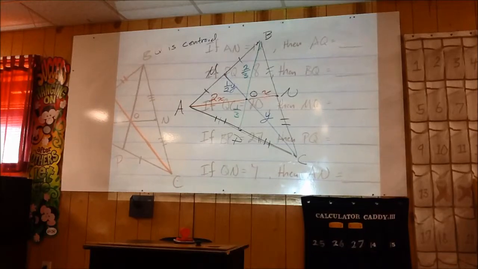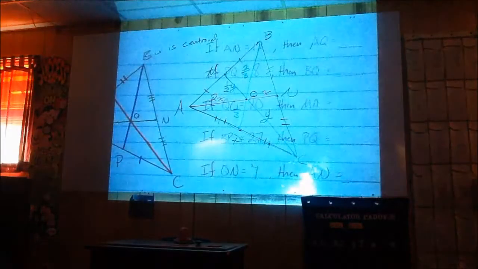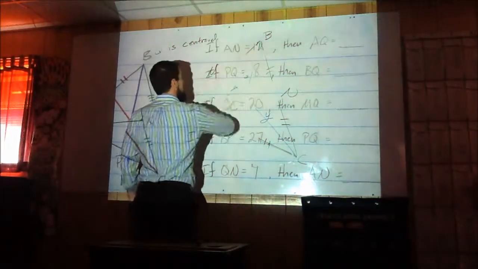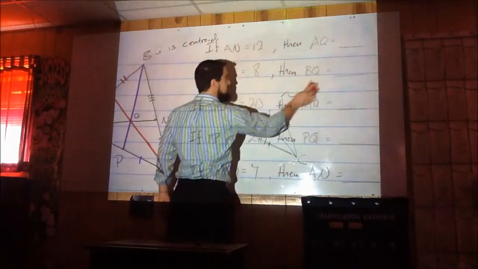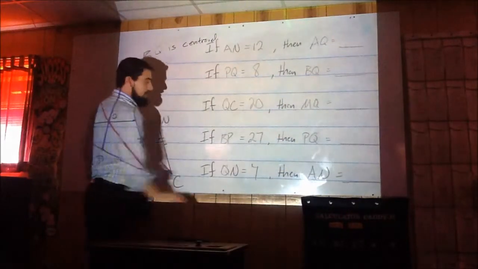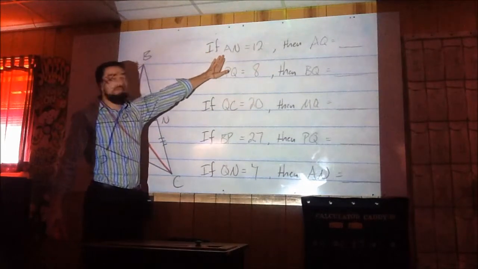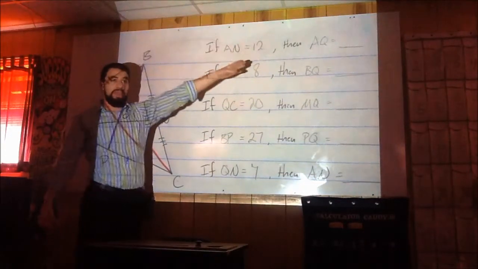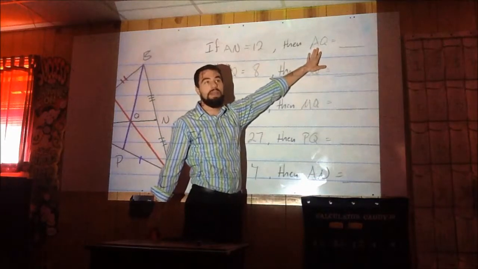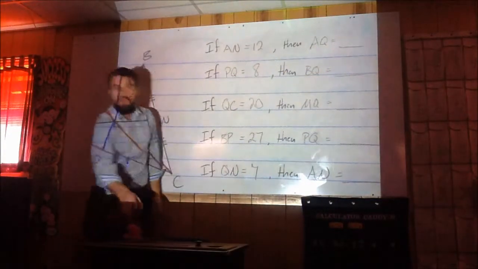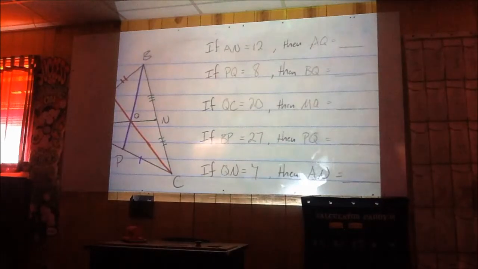Let me erase the board. And I want you to copy these down to the right or below or somewhere near your diagram that we just got done creating. These are the 5 scenarios. First one, what if the length of segment AN was 12? Then what would that force the length of segment AQ to be? And so on and so forth. So go ahead and copy those down. Once you've got the 5 copied down, then I need your supplement. But copy them down first, please. Thank you.